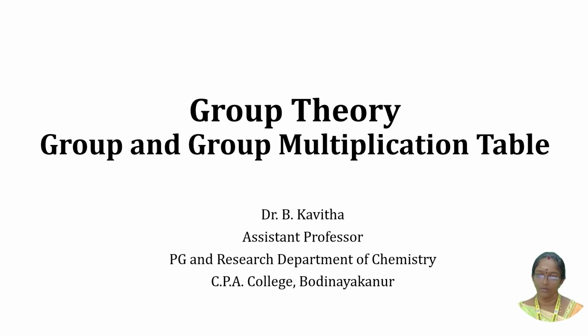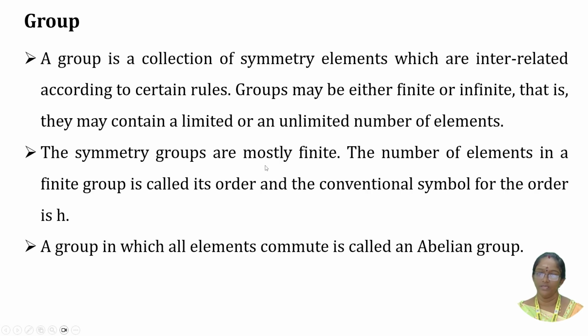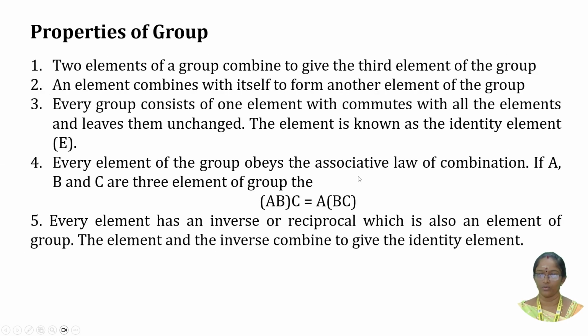In group theory, we are going to see about group and group multiplication table. A group is a collection of symmetry elements which are interrelated according to certain rules. Groups may be either finite or infinite, that is, they may contain a limited or an unlimited number of elements. The symmetric groups are mostly finite. The number of elements in a finite group is called its order, and the conventional symbol for the order is h. A group in which all elements commute is called an abelian group.